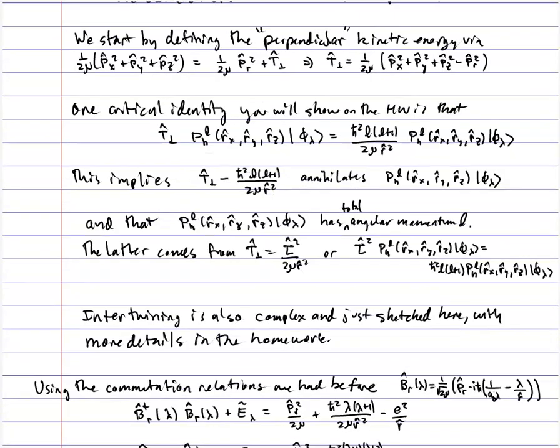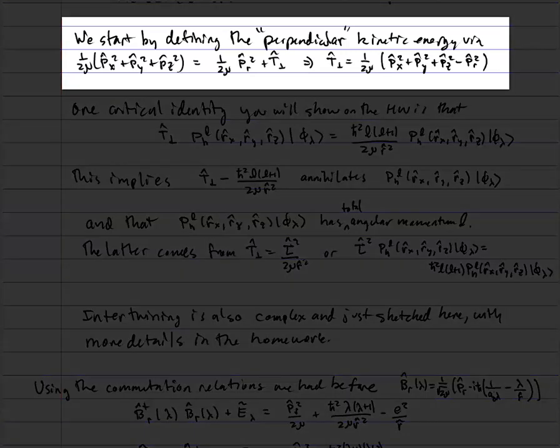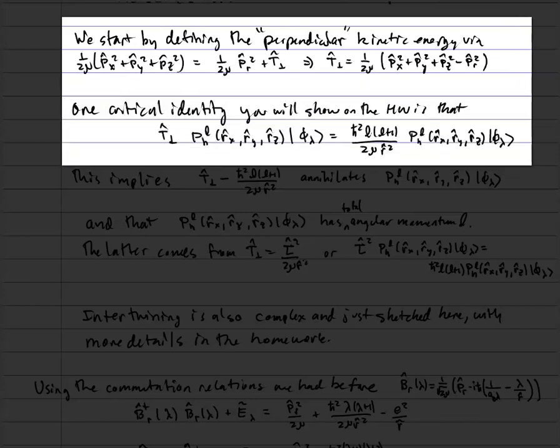Now we start by defining the perpendicular kinetic energy by taking that total Cartesian kinetic energy and writing it as 1 over 2 mu pr squared plus t perpendicular. Now you know from separation of variables that t perpendicular is really the angular contribution to the kinetic energy. But remember, we're not really working in angles here. We're working with Cartesian coordinates. So we're going to just write it as 1 over 2 mu, the sum over the Cartesians minus a pr squared.